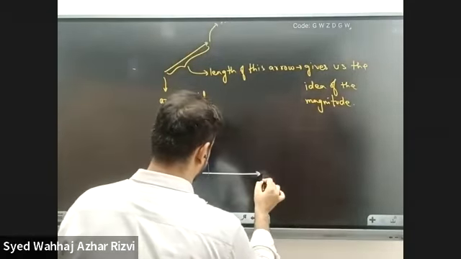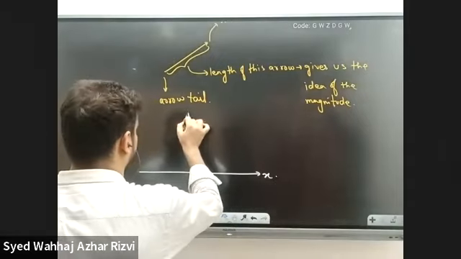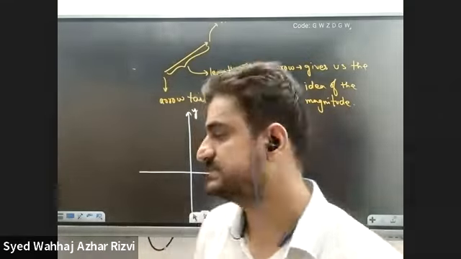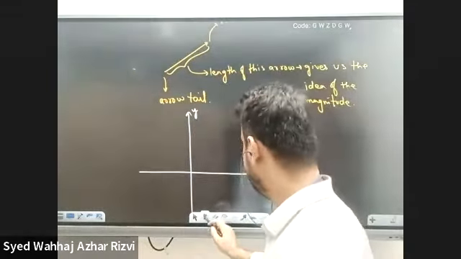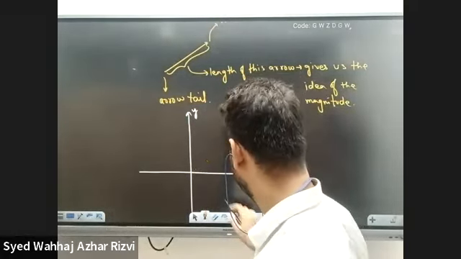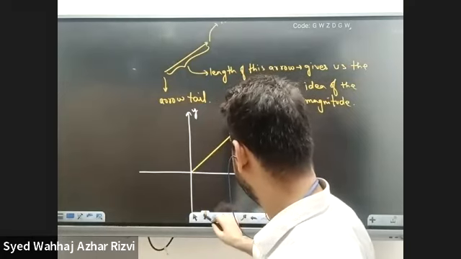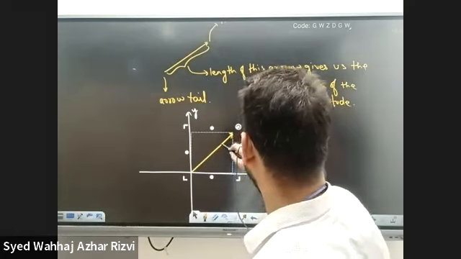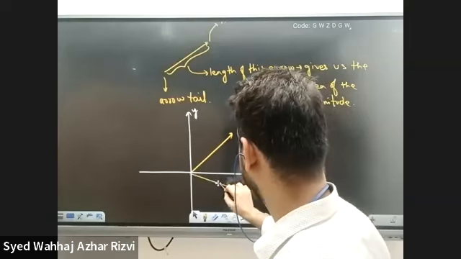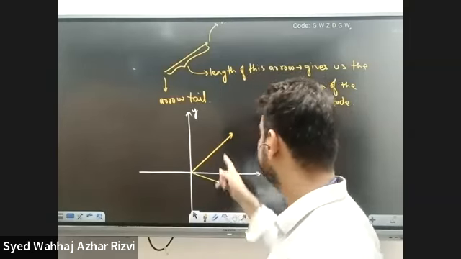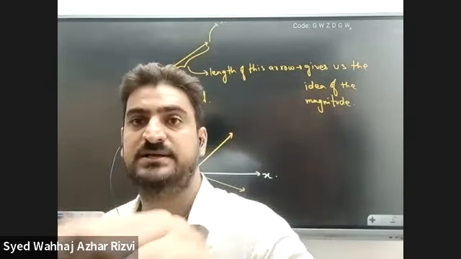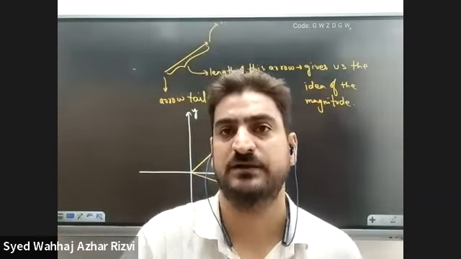Okay, let's do one thing. Let's draw an x-axis and let's draw a y-axis. So we have these two axes and we have an arrow like this. Let's take another arrow, this one, and let's make it like this. So these are two different arrows. Both of these arrows represent some kind of force.